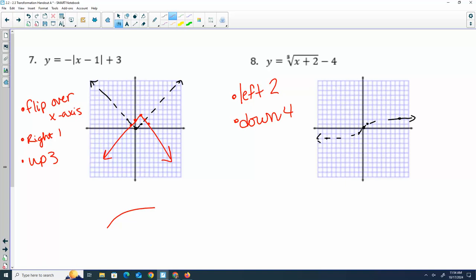Okay, so if I take my point, 0, 0, left 2, down 4. 1, 1, left 2, down 4. If you did 8, 2, left 2, down 4. Negative 1, negative 1, left 2, down 4. Negative 8, negative 2, left 2, down.